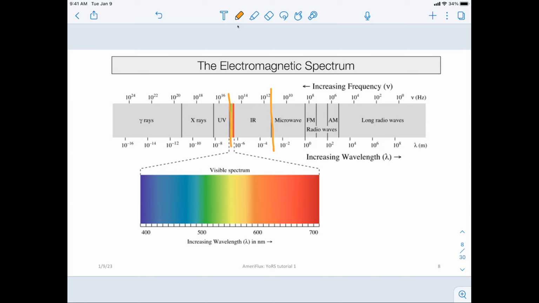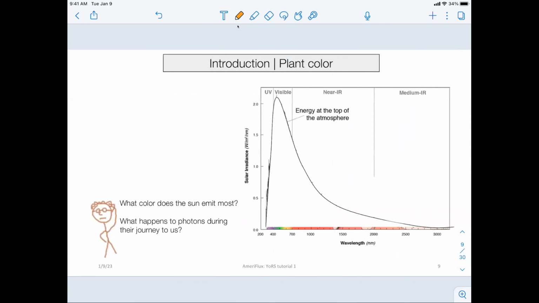Of course, the electromagnetic spectrum encompasses wavelengths across basically everything that's physically observable, but we're mostly just focused on this section here. Okay, so I'm going to talk about plant color for a second and why plants are green.